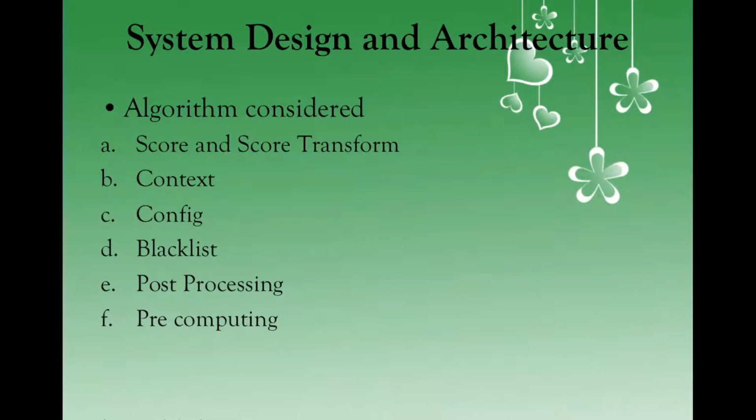Now we will go through the system design and architecture. The algorithm is the crux of any recommender system, and every recommender system should follow these design principles: score and score transform. Whenever you are recommending something, you should associate a score with it, to show how relevant the result is. Higher the score, more is the relevance.